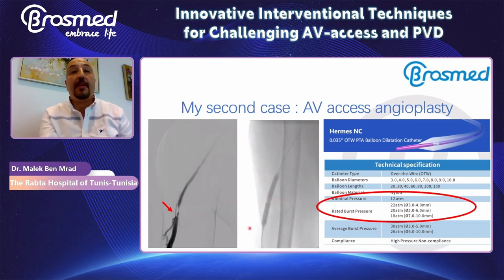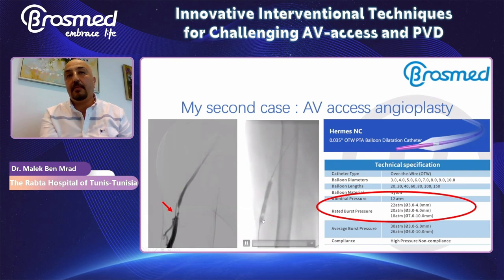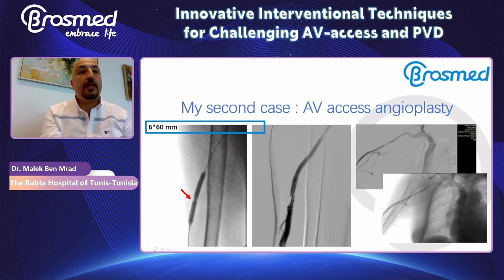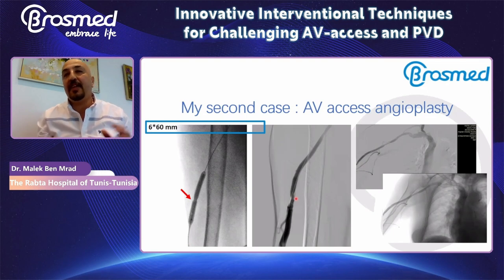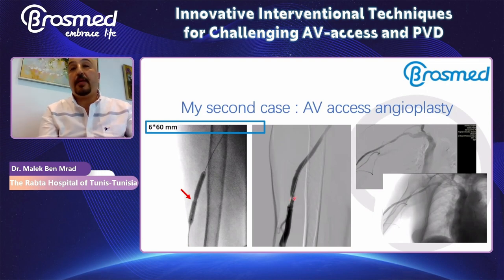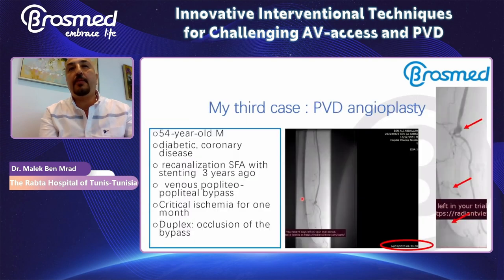And you see here the inflation of this balloon. It's also a resistant lesion, but less than the first one. And you see here the final result after angioplasty of the whole humerocephalic fistula with a good result. We don't use drug-eluting balloons because they are very expensive in Tunisia, but we have a good result, with residual stenosis less than 30%.